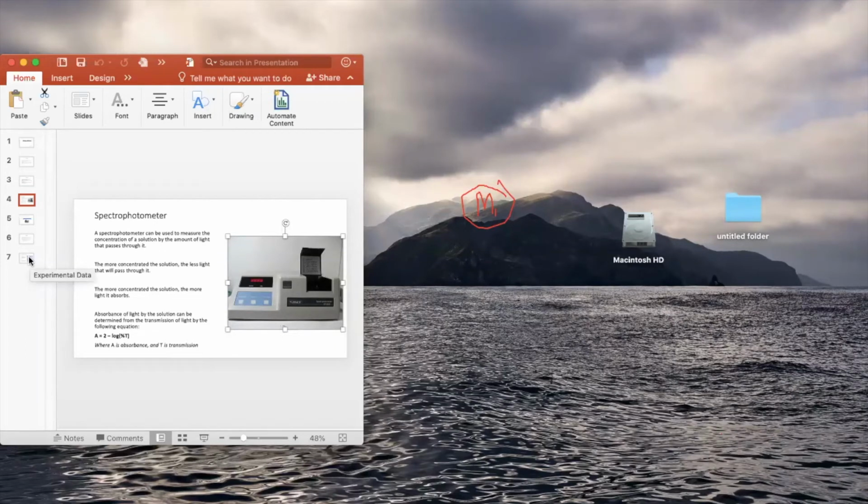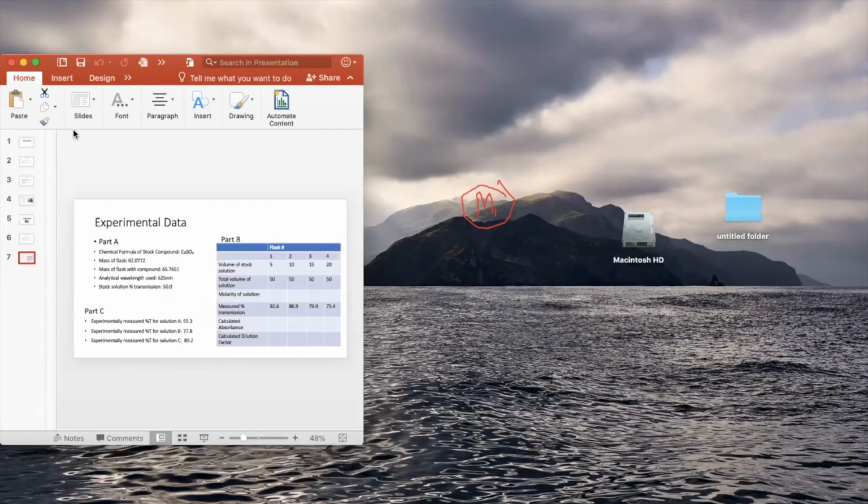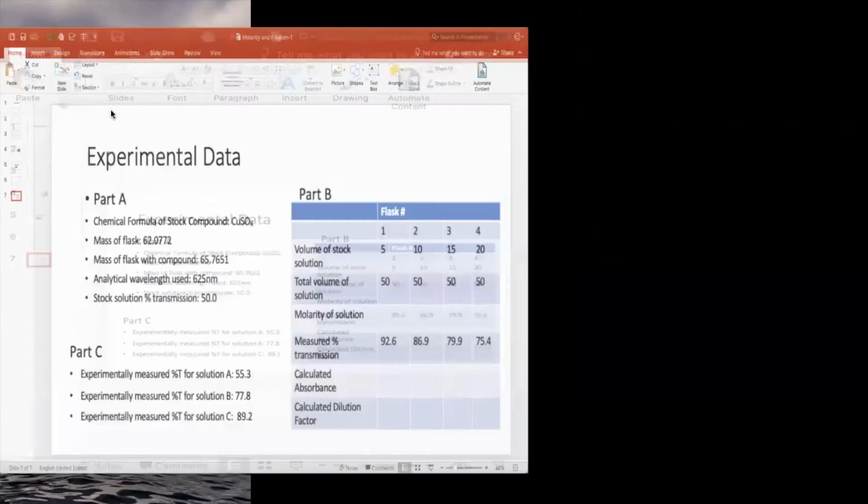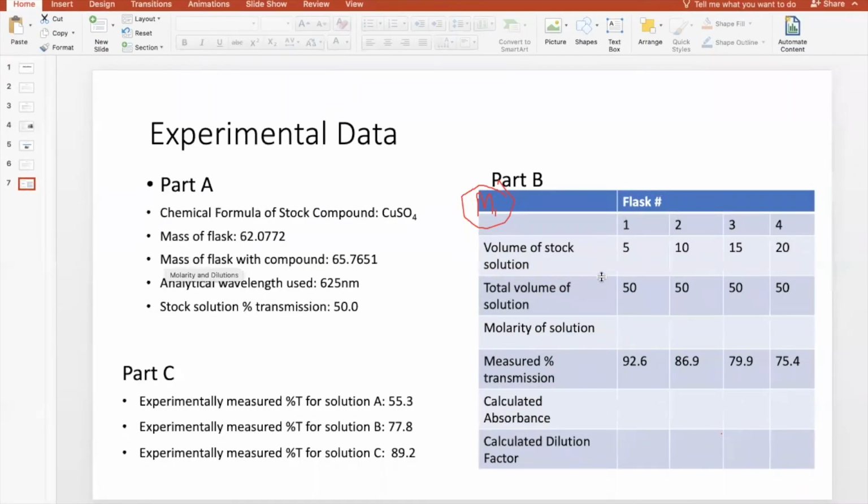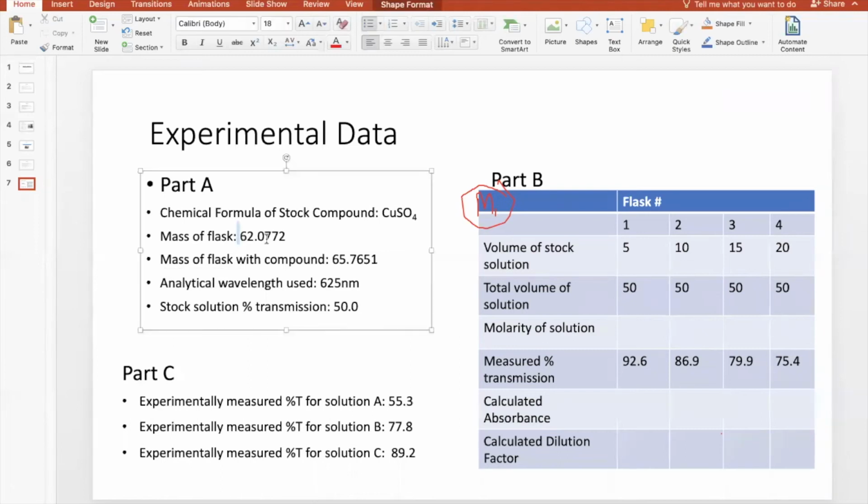For part A, this is the data already filled for you. You see this? For part A, we already have the data here. This is the mass of the flask. This is the mass of the flask and the solution. This is the analytical wavelength, and this is the transmission. You ask us to do the calculation.